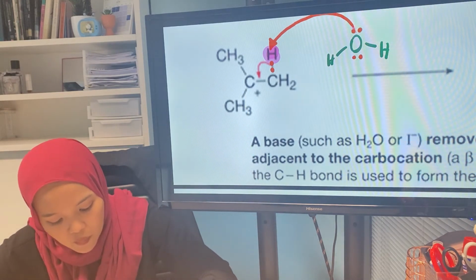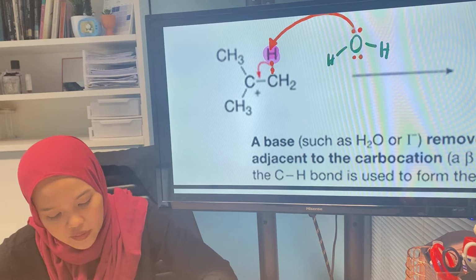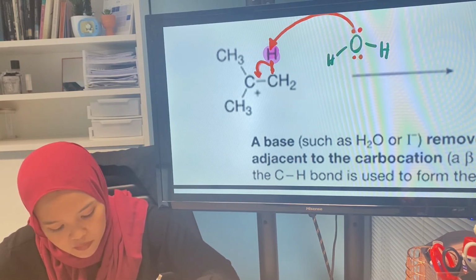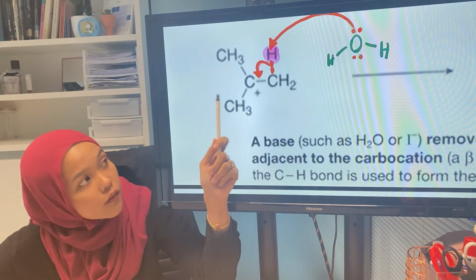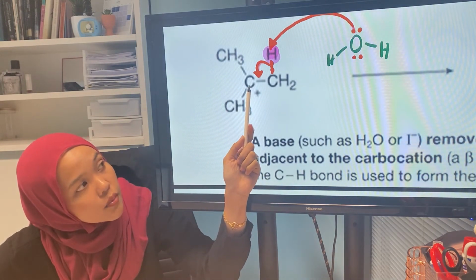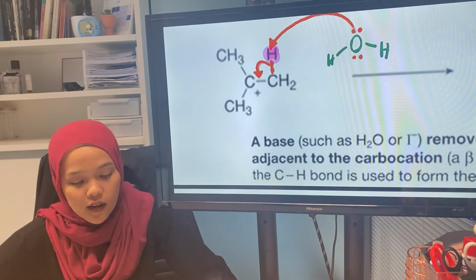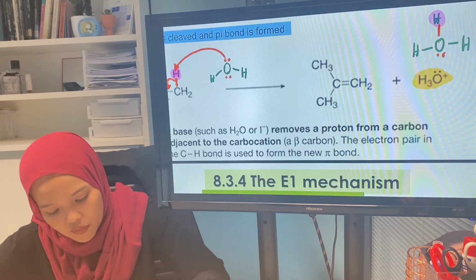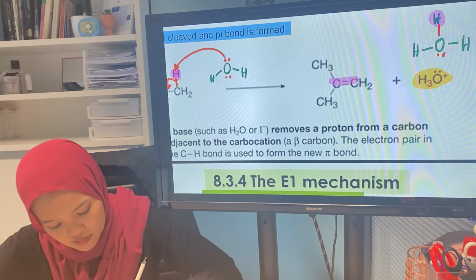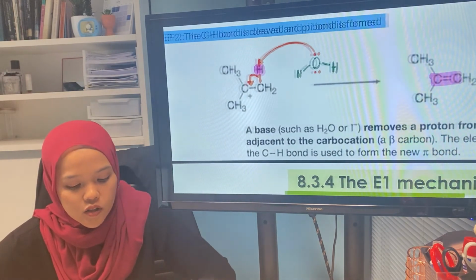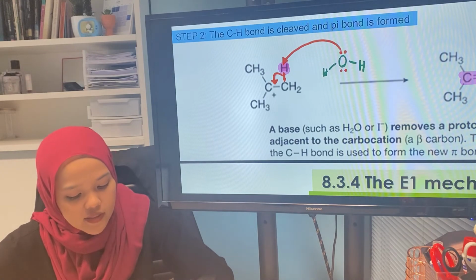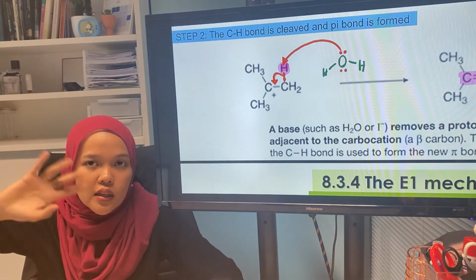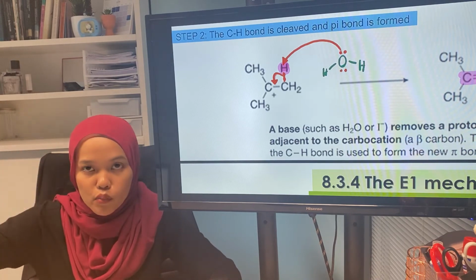So what happened, I'll just draw it as a line there. What will happen is that it is going to be transferred between the alpha and beta carbon, which is the carbocation and also the beta carbon. So in this case, it will straight away form the product, which is this one. It has a pi bond. So why don't you have another step? Because you already removed the halogen initially, earlier in the process.